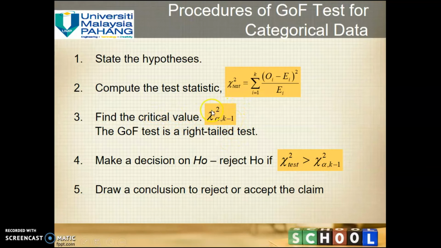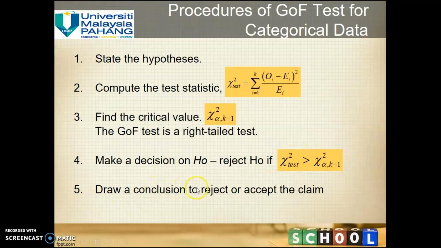So then you will have chi-square alpha, k minus 1 as your degree of freedom. Step 4, decision. We are discussing what happened to the null, whether you reject null or do not reject null. The decision here we make based on the right tail test. If your chi-square test is greater than the critical value, then reject null. If the chi-square test is less than the critical value, then do not reject null.